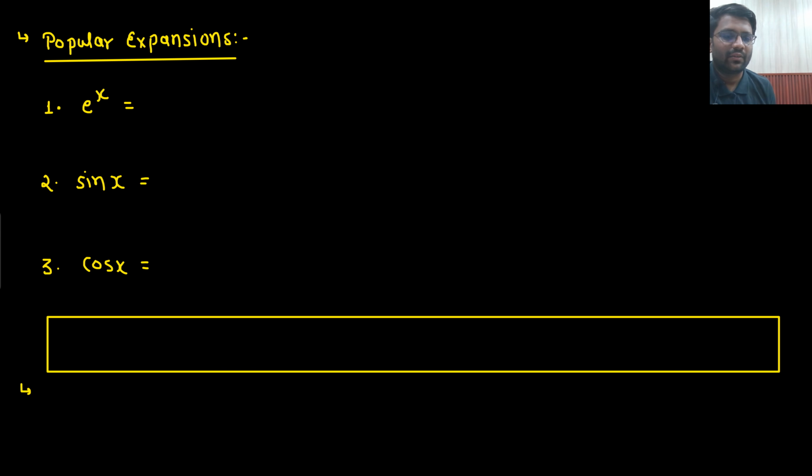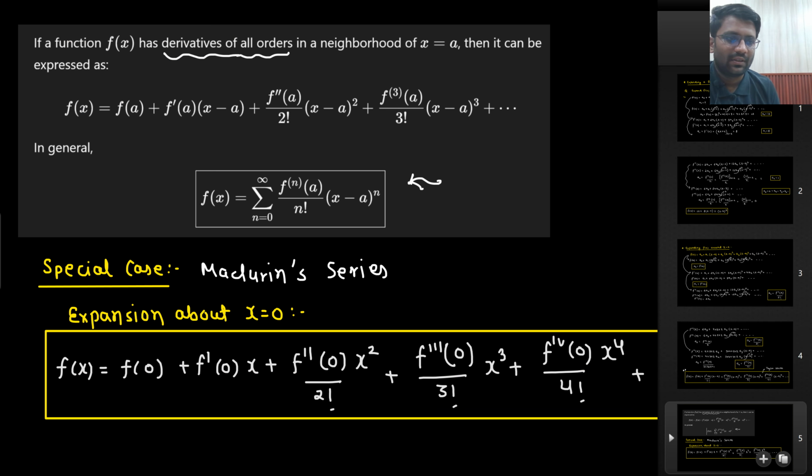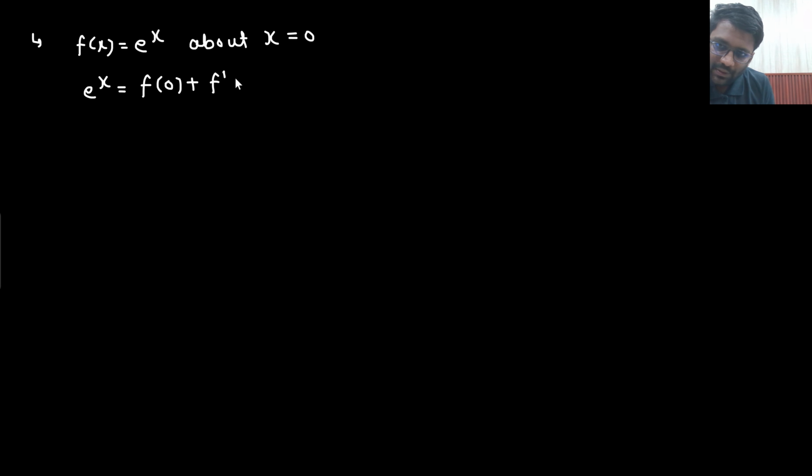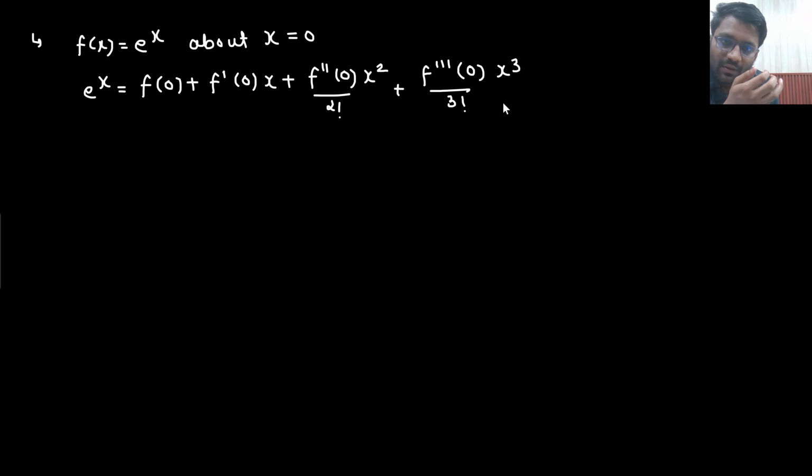I am directly writing down the final answer, or let me do it once, only for e to the power x. What I am doing is expanding f(x), which is e to the power x, about x equals 0. You should be doing it on your own. So if I expand e to the power x about x equals 0: f of 0 plus f dash 0 x plus f double dash 0 x square divided by 2 factorial. Don't forget this 2 factorial. Then f triple dash 0 x cube divided by 3 factorial, and so on.